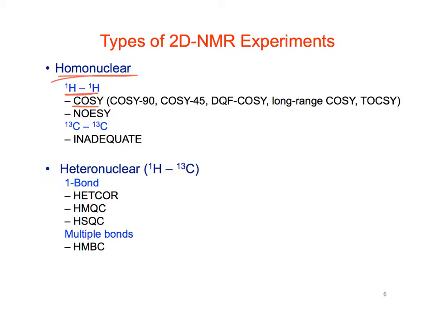Did you say the last one? What do you mean? Toxin. The last one, how do you pronounce that? Toxy. You say toxin? Yeah. And these are all, you know, what do you call them? They're all like abbreviations, you know. So that's like total correlation spectroscopy or something. The best one is that inadequate.